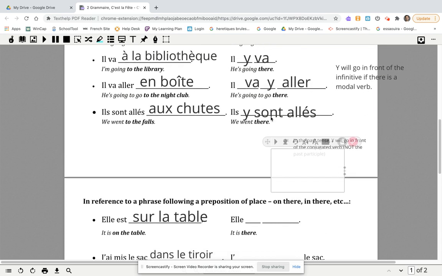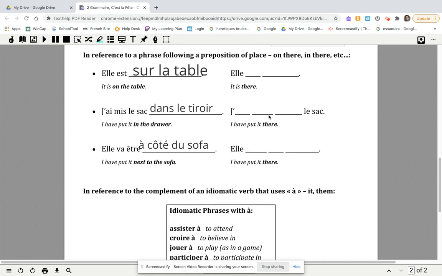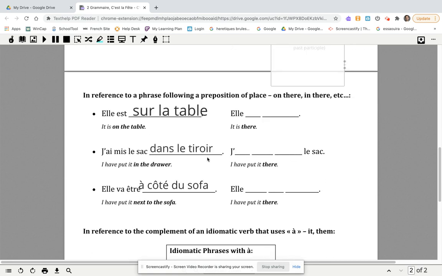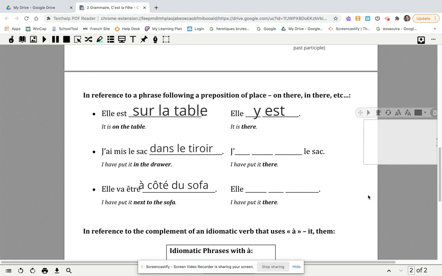Voila. All right, let's look at some other examples. Now, that was using words like à and au and en, but you could also do it with other prepositions. So if you want to say, is it on the table? Elle est sur la table. You can say, yeah, it is there, by saying, oui, elle y est. It there is. Okay? Another simple sentence.